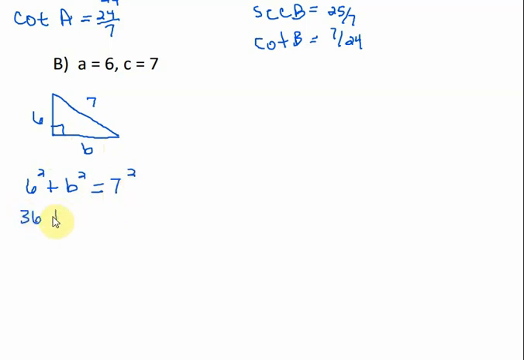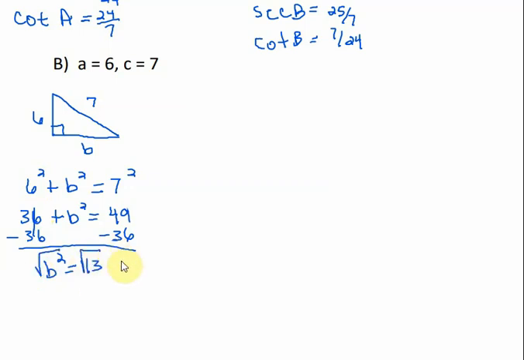And that gives us 36 and 49. I'm going to subtract 36 from both sides. So that gives me B squared equals 13. And then I take the square root. I don't need to put plus or minus in front because this is a length and we can't have a negative length. So we get that B is the square root of 13. Okay, so let me erase this.